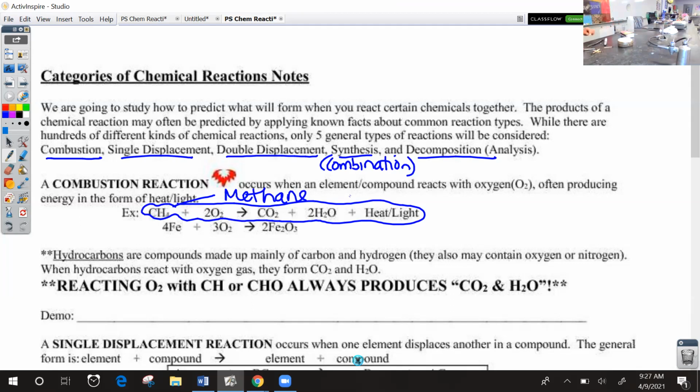What I'm going to do is I have some magnesium, and let me come around and show you guys here. It's a piece of solid and it's bendable.